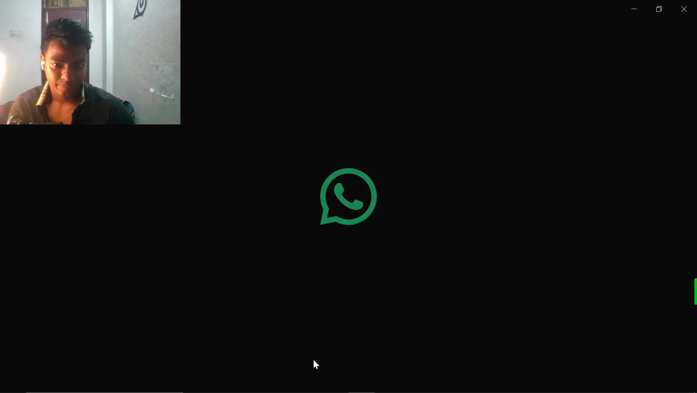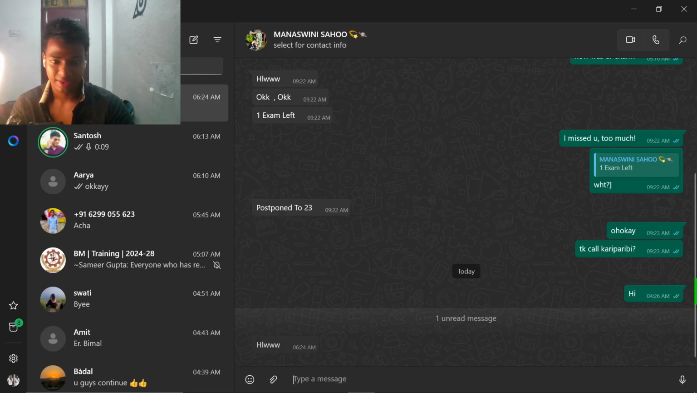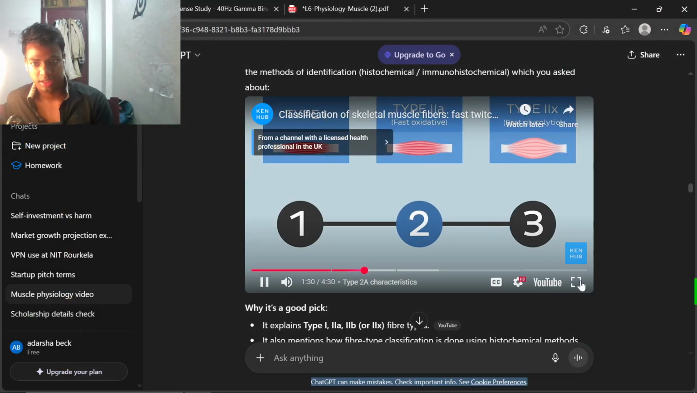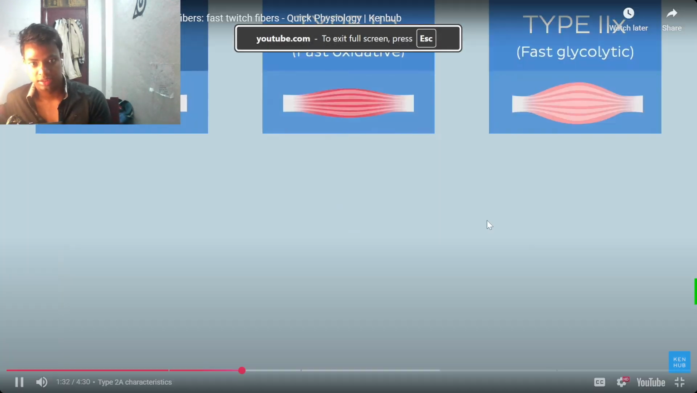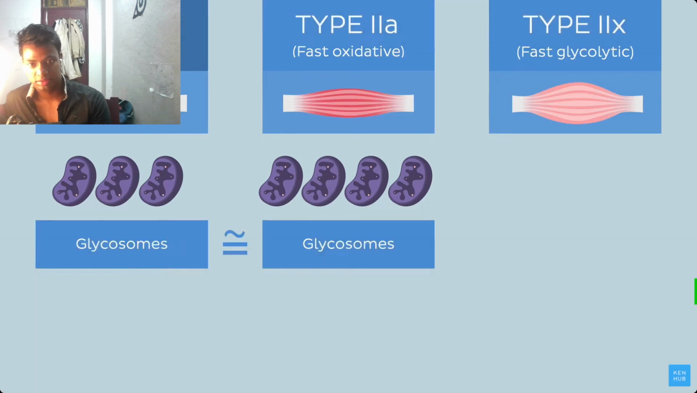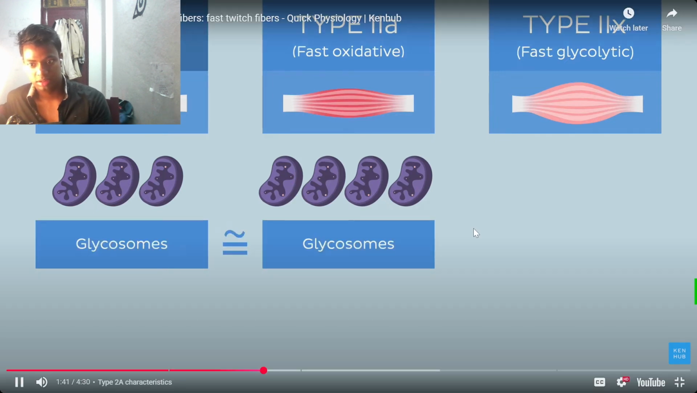Type 2A fibers are also capable of generating faster contractions and higher tension than type 1 fibers, but less than that of type 2X fibers, which we'll see next. These fiber types are recruited for contraction after type 1, but before type 2X muscle fibers. Type 2A fibers possess a greater number of mitochondria compared to type 1 fibers, as well as moderate amounts of glycosomes, which store glycogen or glycolytic enzymes required for anaerobic metabolism.